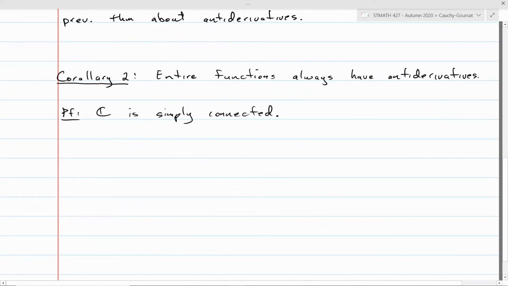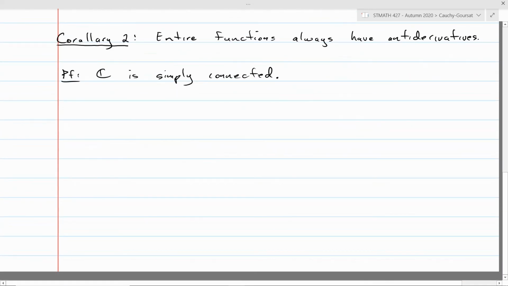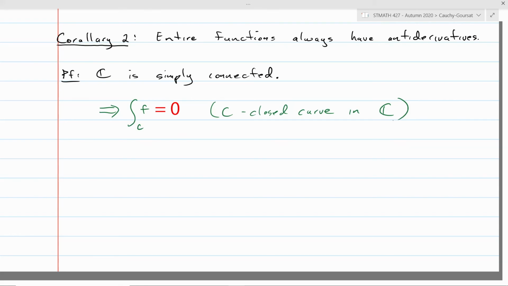And then another corollary that we get almost for free is that entire functions always have antiderivatives. And the proof is very simple. Just observe that the whole complex plane is simply connected. So if you looked at any integral like this, where C is closed, so just take any closed curve, this is going to be 0 by the previous theorem. And then again, we have the theorem that says anytime integrals around closed curves are always equal to 0, then the function has to have an antiderivative. That was that three-part theorem where all the conditions are equivalent, from before.